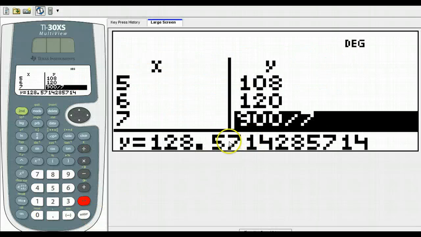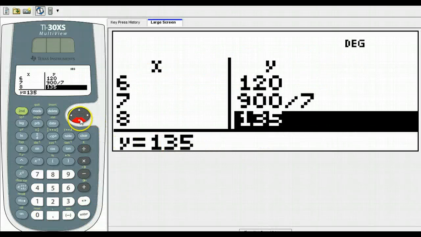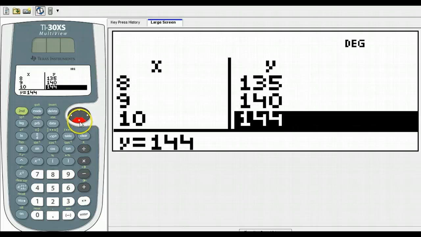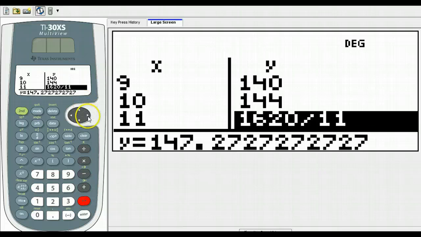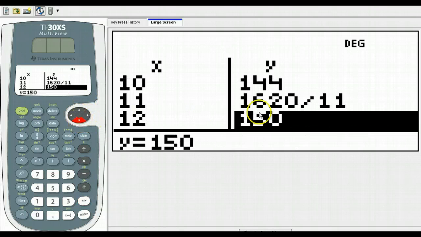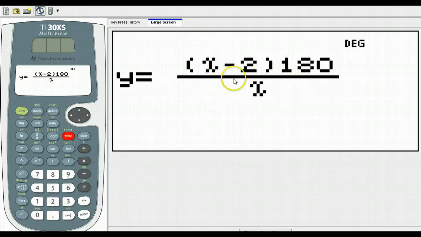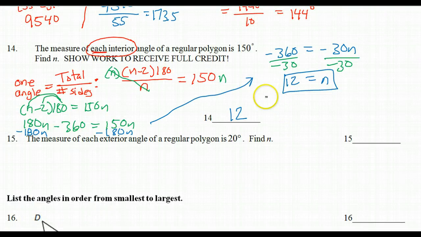And I'm getting closer and closer. I'm up to 128, 135, 140, 144. Better check it out. Toggle it. 147.2, getting closer. 150. So, a 12-sided shape, each angle is 150. Just to review, I got that by using this formula, because this formula is the total degrees divided by the number of sides. Either way, you're going to get n equals 12.